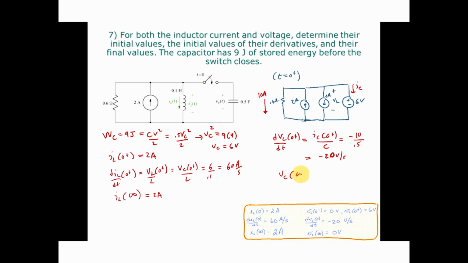What's Vc of infinity? Just reasoning it out. Don't look at the answer. Well, your inductor voltage is going to be 0. The inductor is short, the capacitor is an open. Yeah, the capacitor is measuring the voltage across the short of the inductor, so it's going to be 0. Okay. Well, we'll say it a little bit later, but that's the kind of thing, and we'll be doing step response tomorrow.